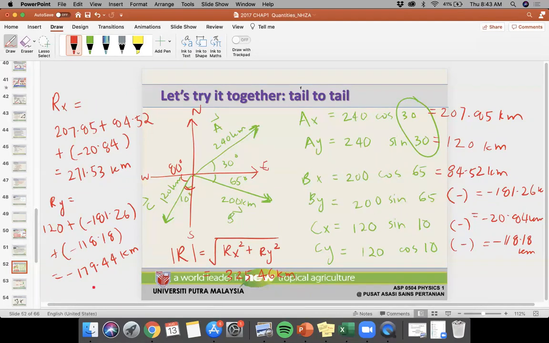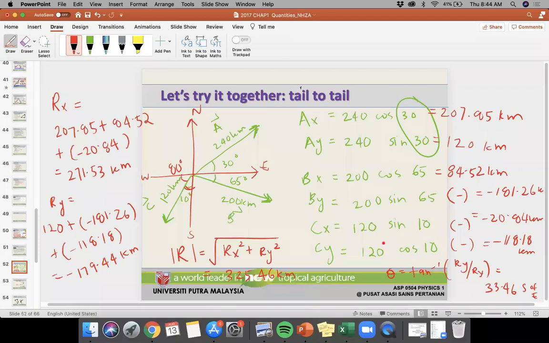33.46 south of east. Inverse tangent of Ry over Rx is equal to 33.46 degrees south of east.